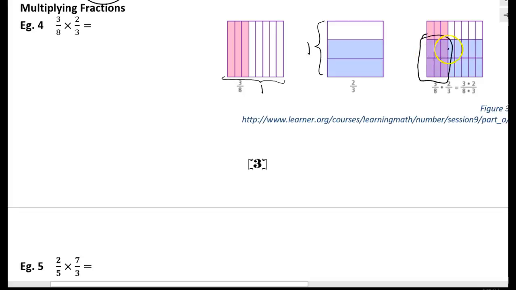So really it's going to be 6 out of 1, 2, 3, 4, 5, 6, 7, 8 times 3, which is 24.